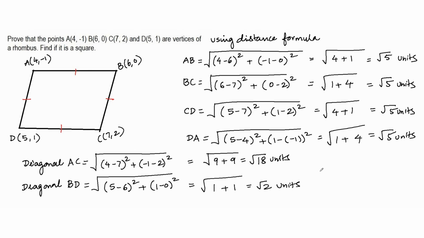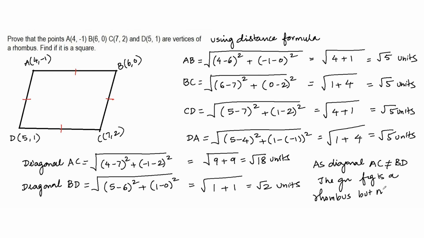So because the diagonals are not equal, as diagonal AC is not equal to BD, I can say that the given figure is a rhombus because all sides are equal, but not a square, right? Because the diagonals are not equal to each other.